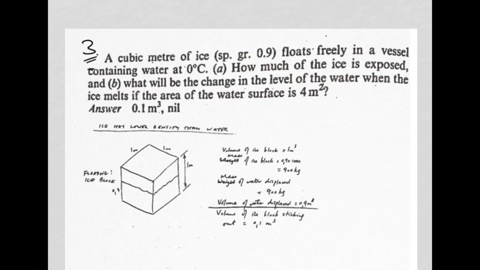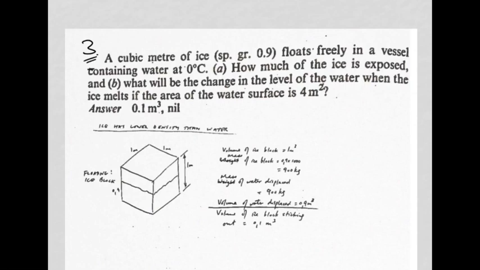So let's start with the cubic meter of ice in this case with specific gravity 0.9. Remember what that means. The specific gravity is an indication of how dense the ice is. It is only 0.9 that of water when it is frozen. So it is less dense than water. Anyway, that makes it float freely on the water surface. Firstly, you must find how much of the ice is exposed. So let's see how much is sticking out, how much is exposed over here.